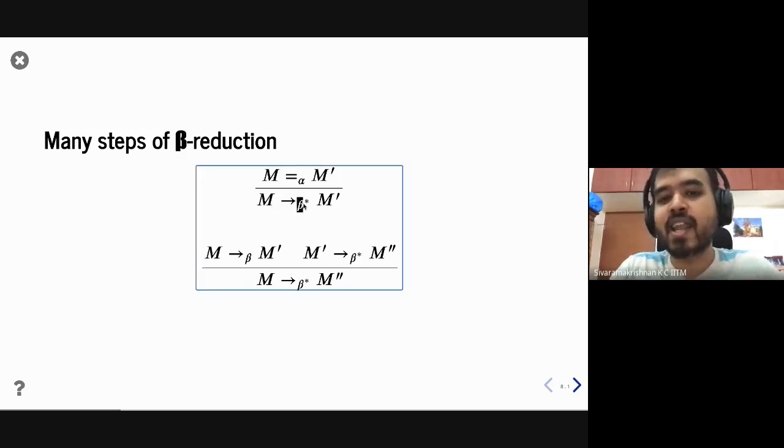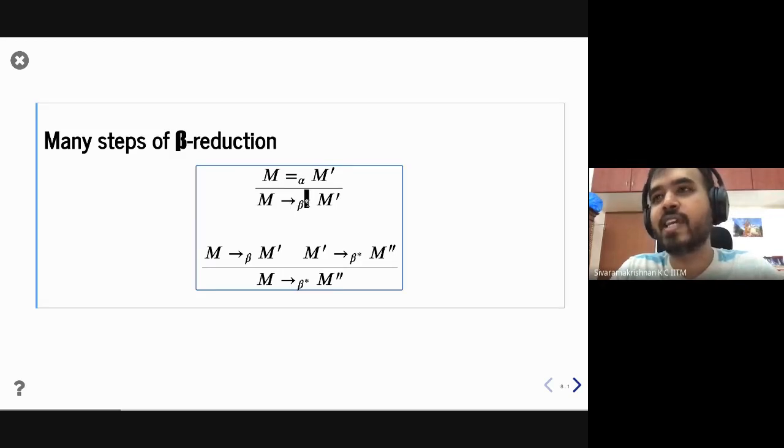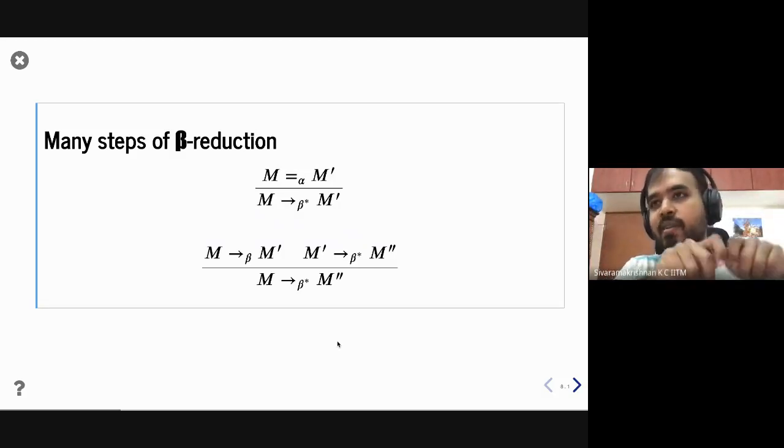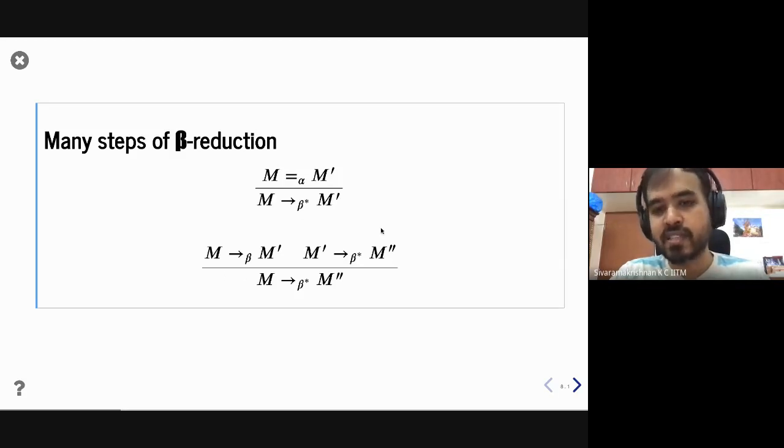So this beta star, right? I'm sort of defining it as multiple steps of beta reduction. But you can just think about some x, right? Multiple steps of some x. And that step includes alpha. That step includes transitivity. The step also includes alpha equivalence. Yeah, that's the definition.